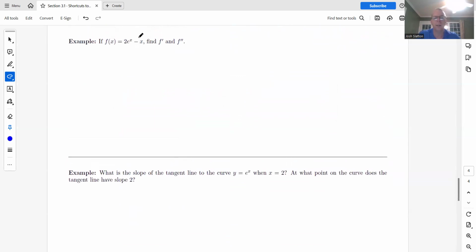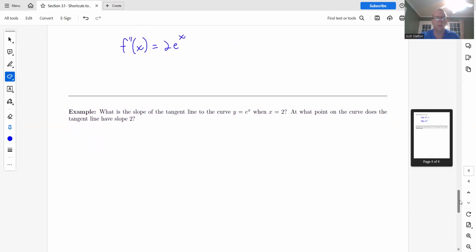So 2e to the x minus x. Let's find first and second derivatives. And the derivative of e to the x is just e to the x. So the derivative of 2 e to the x is 2 e to the x. And then minus the derivative of x, which would just be 1. And then the second derivative of 2 e to the x is 2 e to the x. Derivative of negative 1 is just 0. So that is all for that one.